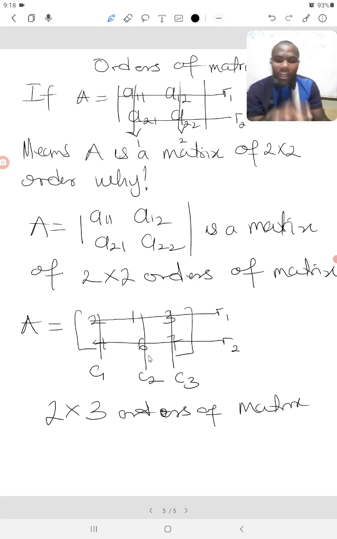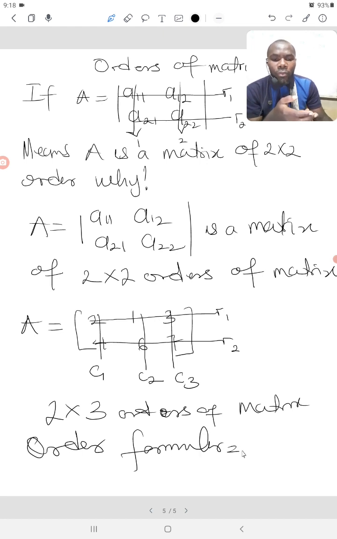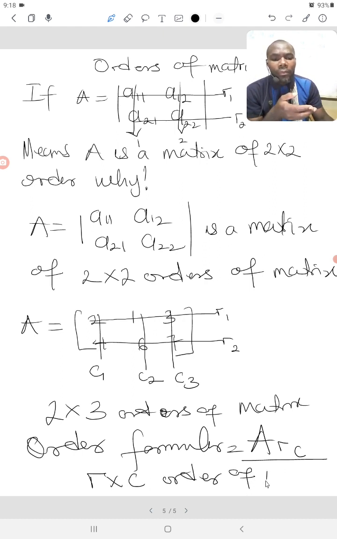So anytime you are seeing a matrix, it has its own order. We have 2 by 2. So we can give the formula of order to be in this form. Order formula to be matrix A, row, column. So it will now be row by column order of matrix. So this is how we mention orders of matrix.